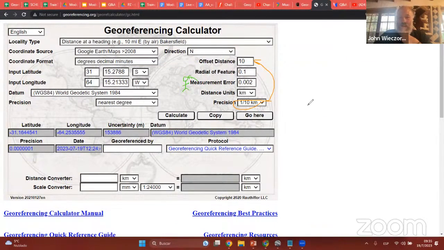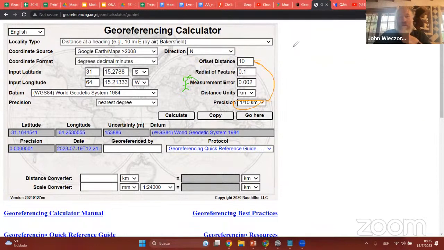I'll assume that is clear and go to the first question, which was, what is the link between offset distance and precision? I think that should have been answered with what I just said. The offset distance is exactly what the precision box is about. It's how many digits of precision are represented in that first offset distance box, which comes from the locality description. So those are very different things.